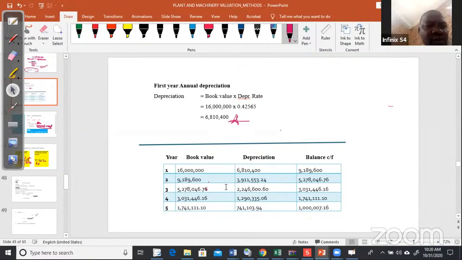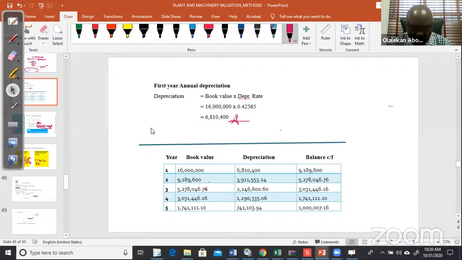Let me tell you that you start your table with your cost, because at year 0, your cost will be your book value. It is upon that cost you will charge your depreciation. So from this formula, please look at this formula. We have book value multiplied by depreciation rate. Is that not so? Your depreciation rate is this, which we have calculated before using the formula.